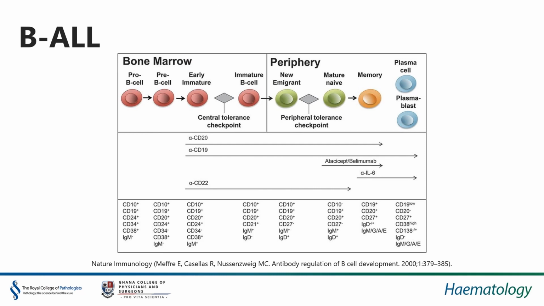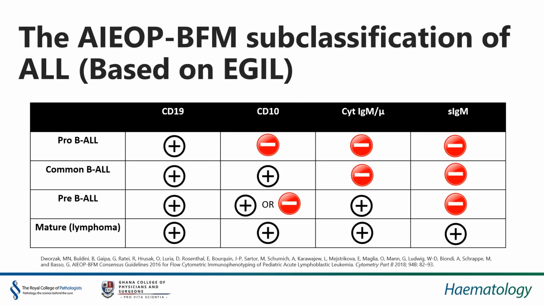Now, when we're looking at the subclassification of B-cell acute lymphoblastic leukemia, this is based on the EGIL classification. We know that B-cell ALL should be expressing CD19, so there's our CD19 coming up positive across our subclassification of B-cell ALL. So pro-B-cell ALL, our very earliest form, lacks CD10, lacks cytoplasmic immunoglobulin heavy chain, the cytoplasmic mu, and also surface immunoglobulin.